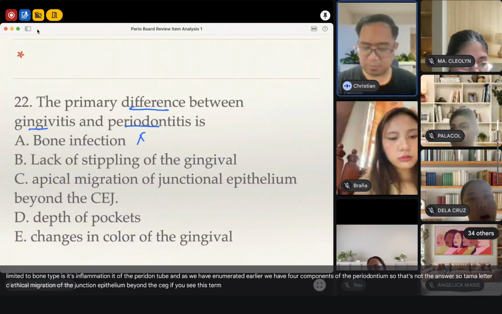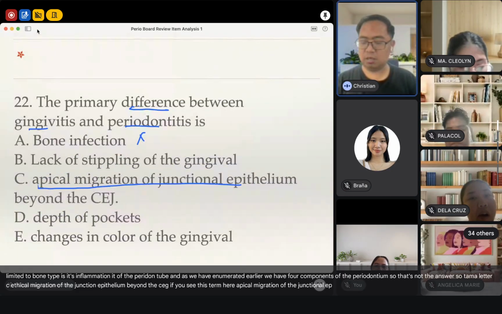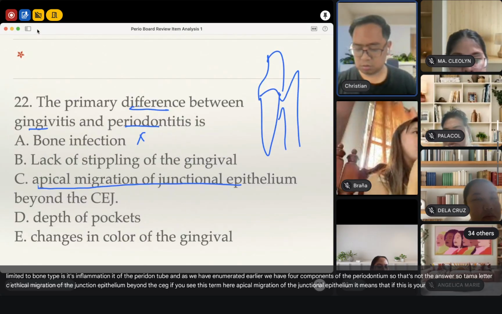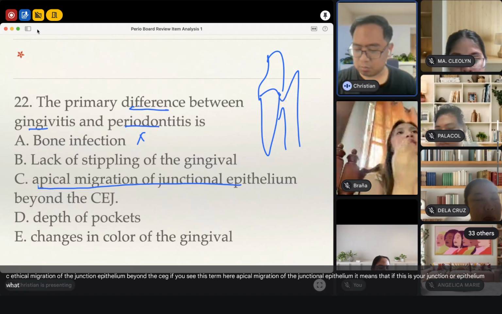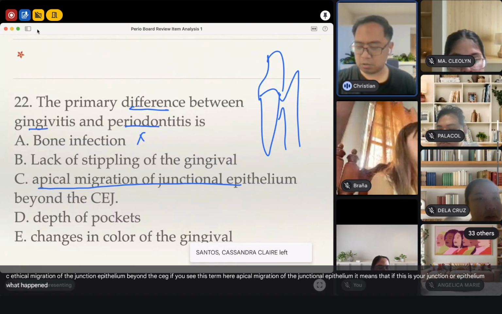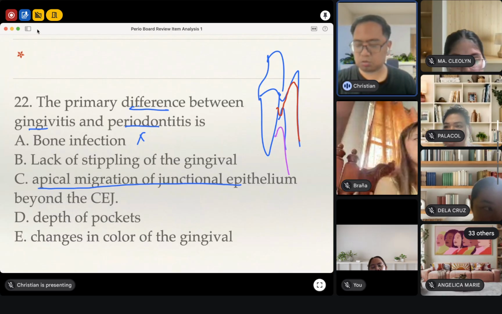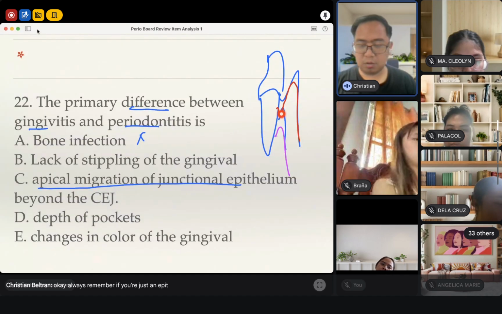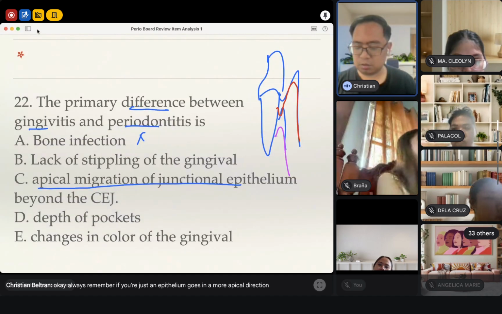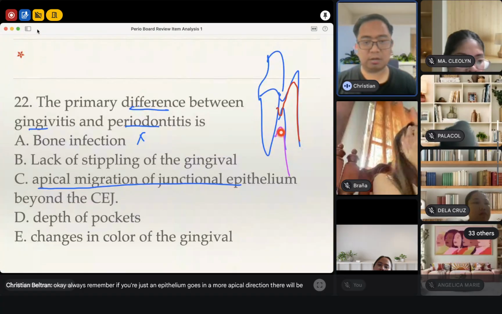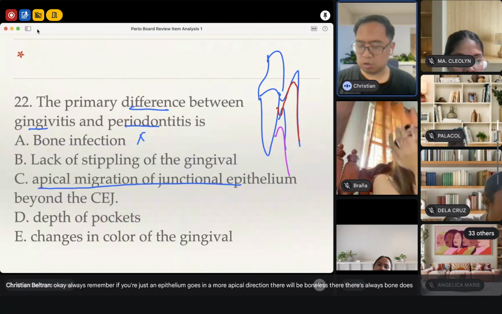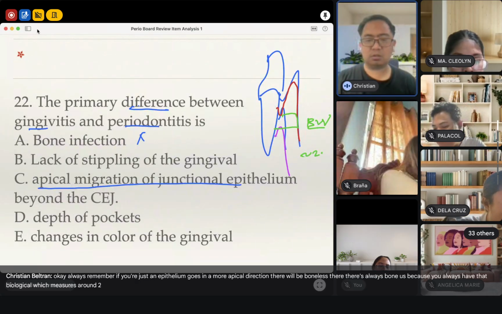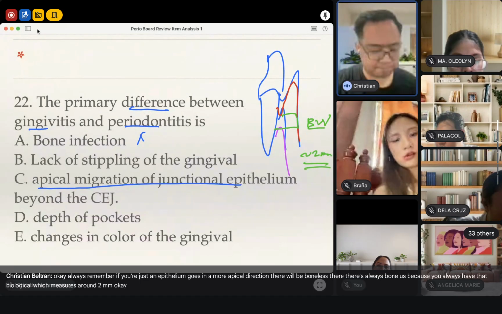If you see this term here, apical migration of the junctional epithelium, it means that if this is your junctional epithelium, what happened? Bumaba yung junctional epithelium. Hence, there's bone loss. Okay? Always remember, if your junctional epithelium goes in a more apical direction, there would be bone loss there. There's always bone loss because you always have that biologic width there, which measures around 2 millimeters. Okay?